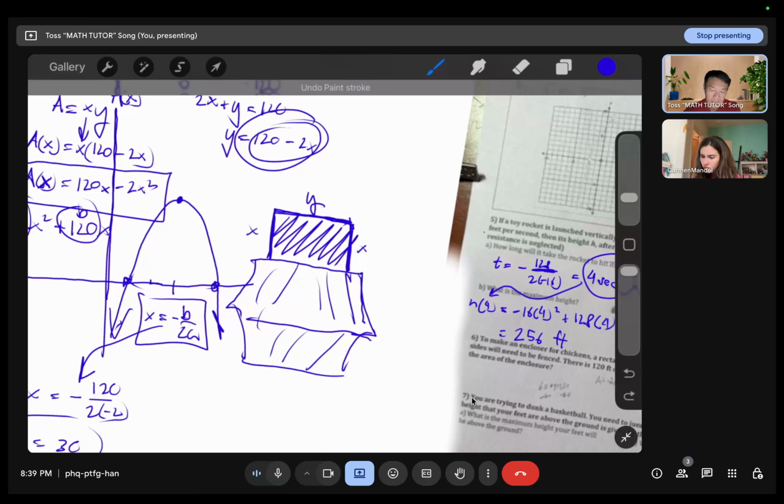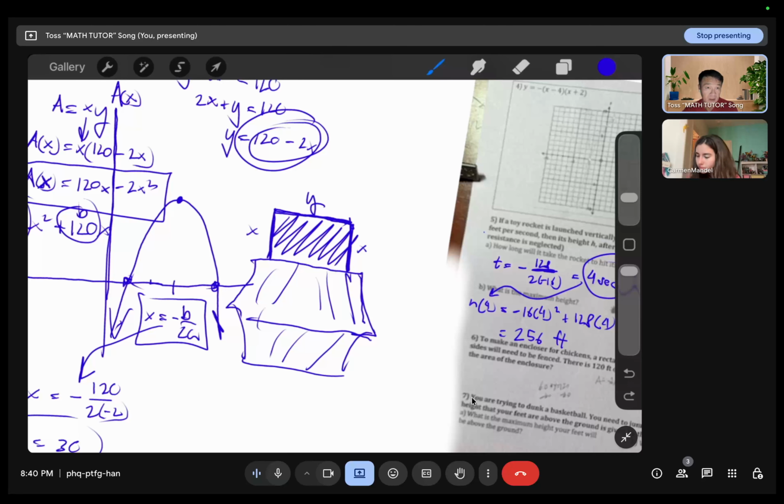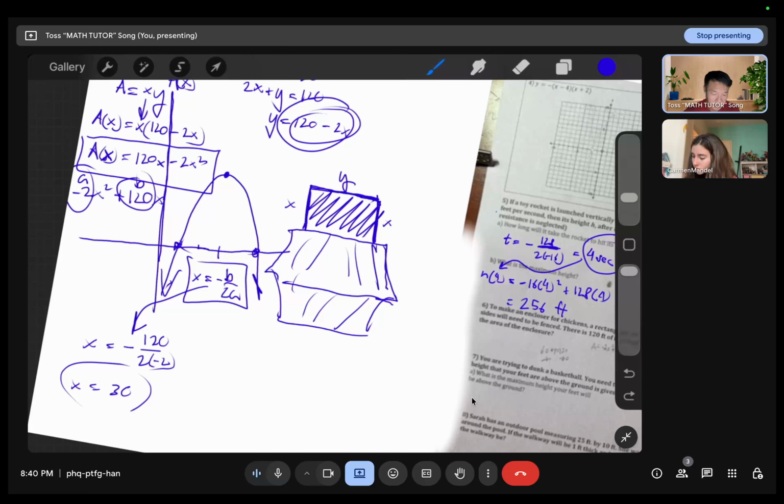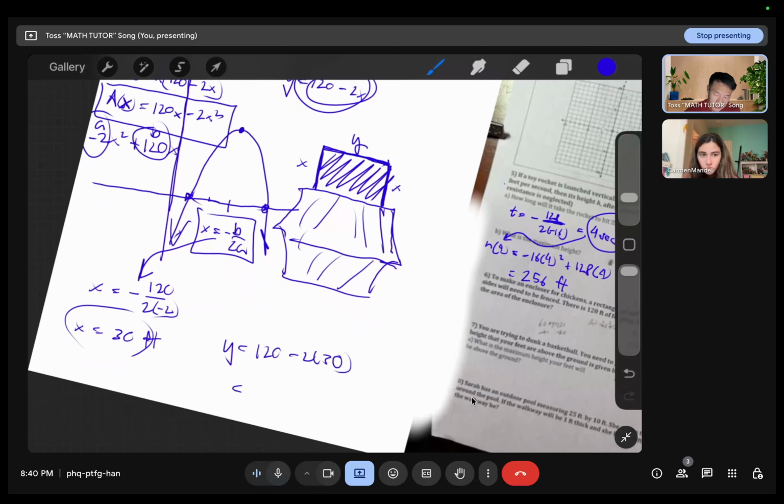So you got the x check mark, but you need the y because that's the component of the dimensions of any shape, I'm sorry, a rectangular shape. So this is one of them. I think it's in feet, right? Yeah, it's in feet. So that's one. Now you have to solve for y. So you go 120 minus 2 times 30, and then you're done. So the answer is going to be 60 for the y. So it's really 30 by 60 or 60 by 30. Those are the dimensions.